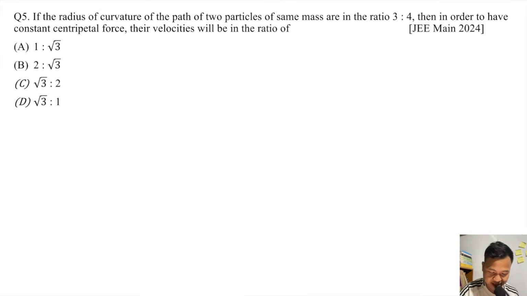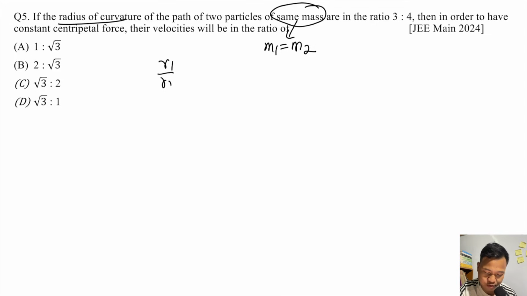Okay, question 5. The radius of curvature of the path of two particles of the same mass, m1 equals m2. The ratio of the radii of curvature, r1 by r2, is 3 by 4. In order to have the same constant centripetal force on both, velocity v1 by v2 will be in the ratio of what? That is the question.